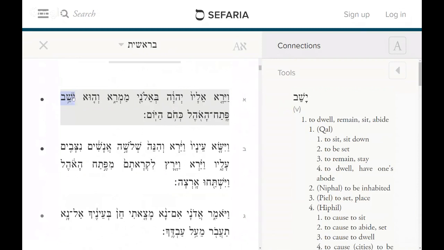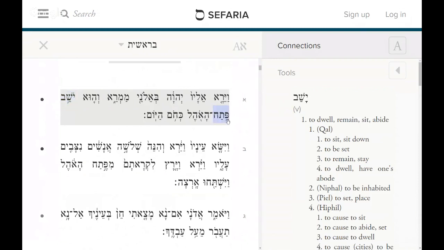So Yoshev with that O, A vowel pattern is just describing this ongoing, he's sitting. Okay, so Vehu Yoshev, and there's something about this I would like to describe a little bit later once we get all the words out.